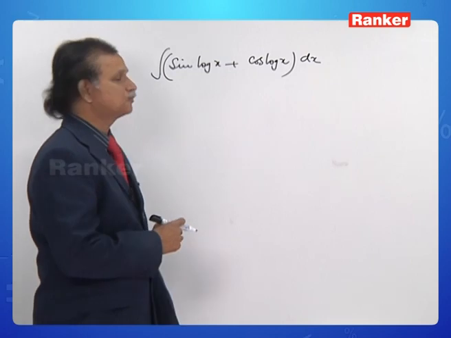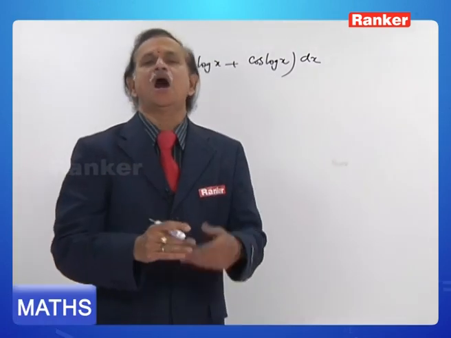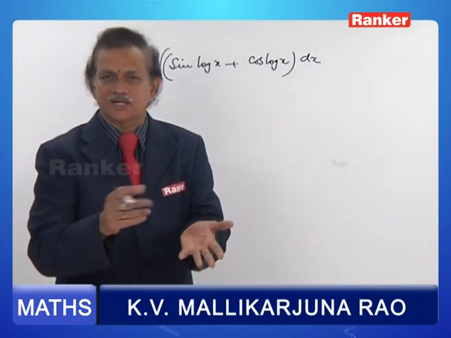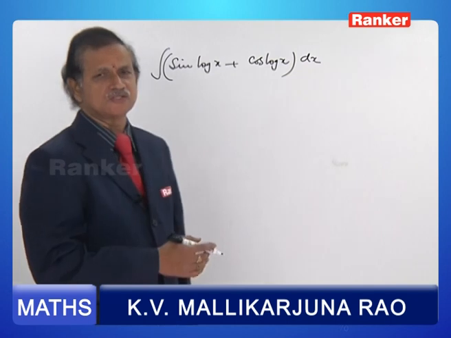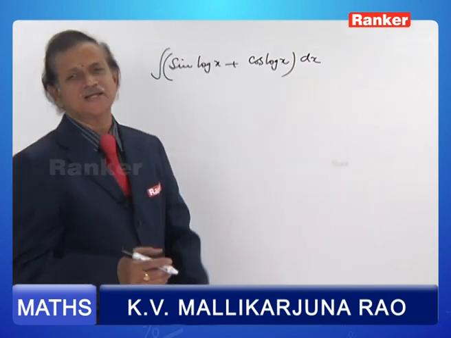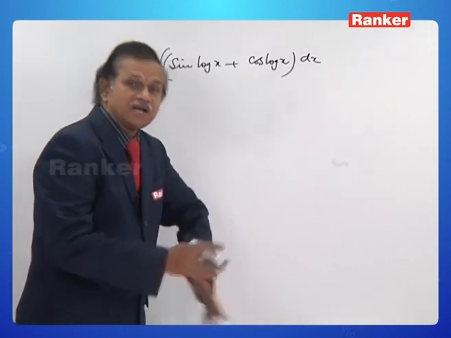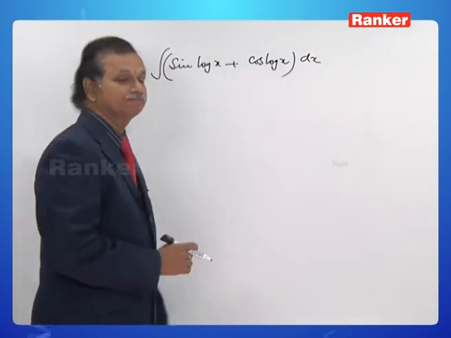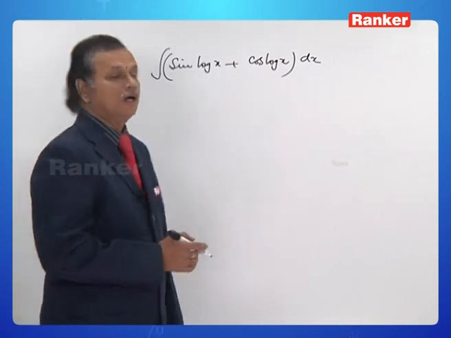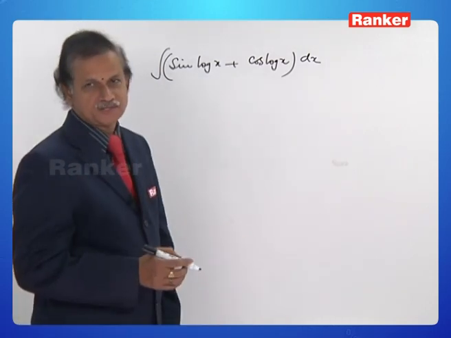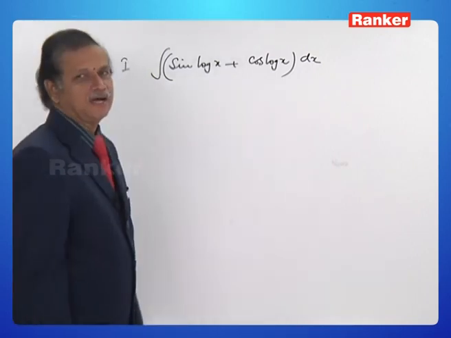Integral of sin log x plus cos log x dx. If just sin log x or just cos log x, only one of them is given, then we use integration by parts, and within 2 or 3 steps we will have the answer. But you see, both of them come together, have taken the shape of integrand. Okay, in what way shall we do? This is I.